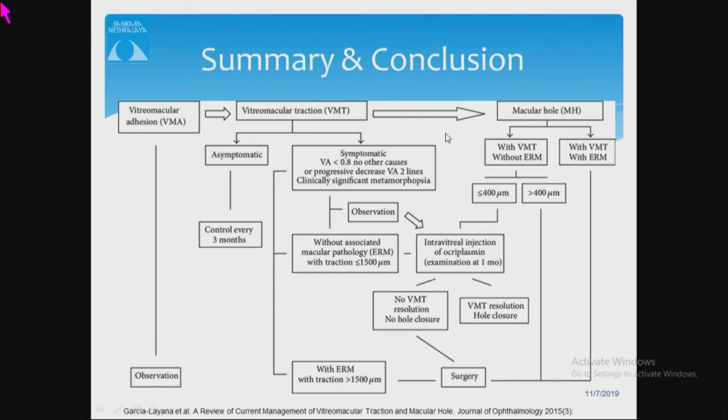So here is a flowchart which we can follow while managing a patient with vitreomacular adhesion or traction. As a summary of this presentation, if a patient presents with vitreomacular adhesion, we can observe the patient for a particular amount of time. And when it develops to a vitreomacular traction, the patient, if asymptomatic, can again be put on follow-up every 3 months. Or if symptomatic and not associated with any other retinal macular pathologies, can also be observed. But if the patient is symptomatic and has associated macular pathologies, he can undergo intravitreal injection or can ultimately go for surgery.